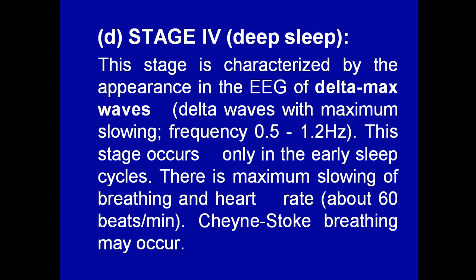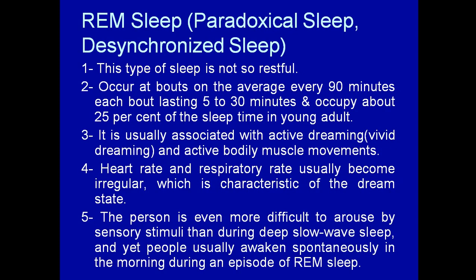Stage 4, deep sleep. This stage is characterized by the appearance on EEG of maximal delta waves, with maximal slowing, frequency 0.5 to 1.5 Hz. This stage occurs only in the early sleep cycles. There is a maximum slowing of breathing and heart rate, reaching 60 per minute. Stop breathing may occur in this sleep. This is for the first type, non-REM sleep, non-rapid eye movement.